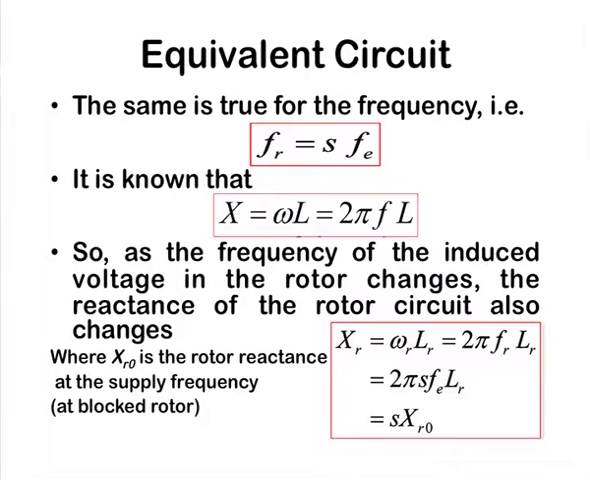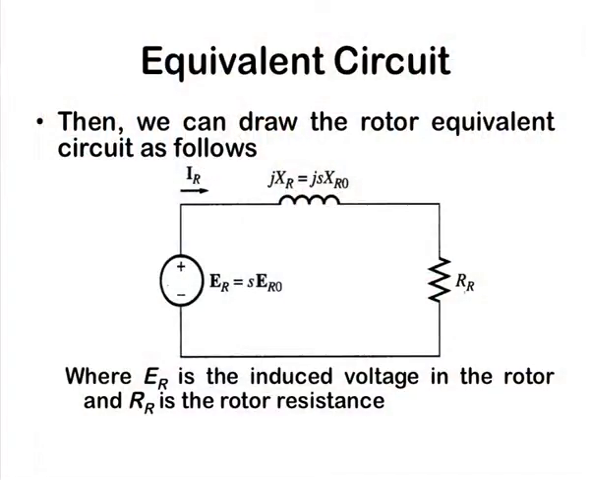So, what conclusion are we getting? That both induced voltage and induced frequency are variable quantities, that they vary with the slip, and therefore we can redraw the rotor equivalent circuit as shown on the screen. We have a variable voltage source ER equal to S times ER0, which is connected in series with the rotor reactance, which is also variable, and its value is given by S times XR0, and we have a fixed rotor resistance RR.